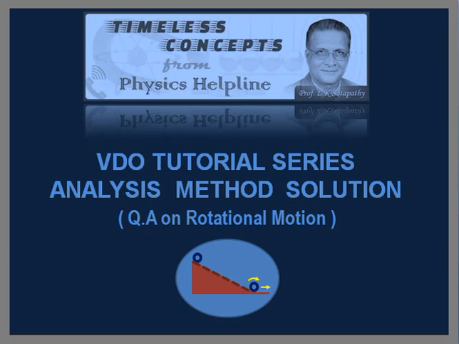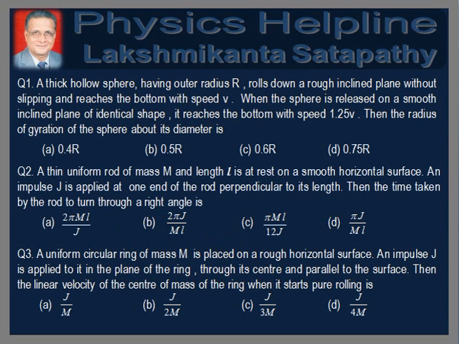The questions are as follows. Question 1. A thick hollow sphere having outer radius r rolls down a rough inclined plane without slipping and reaches the bottom with speed v. When the sphere is released on a smooth inclined plane of identical shape, it reaches the bottom with speed 1.25 v. Then the radius of gyration of the sphere about its diameter is. The options are 0.4 r, 0.5 r, 0.6 r and 0.75 r.